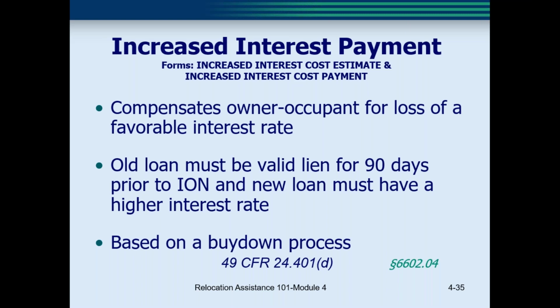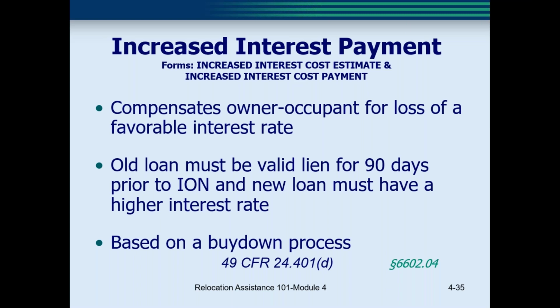So let's say at the displacement site they've got an interest rate on their mortgage of 5%. Now, because they're moving and they have to get a new mortgage, they're going to have an interest rate of 6%. The agency can only consider mortgages that were valid liens on the property at least 90 days prior to the initiation of negotiations. And the displaced owner occupant has to incur a higher interest rate on the replacement mortgage to be eligible for this payment.